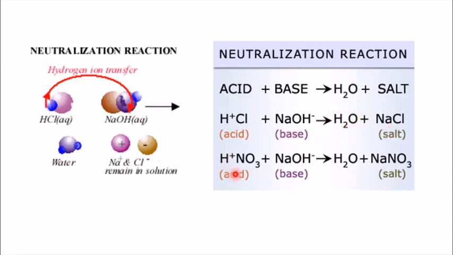Let us take another example, HNO3. We have H plus and NO3 minus, and we have NaOH, that is Na plus and OH minus. Here H plus and OH minus combine together and we get H2O, that is water, and we get a salt, that is NaNO3. So this is called the neutralization reaction.